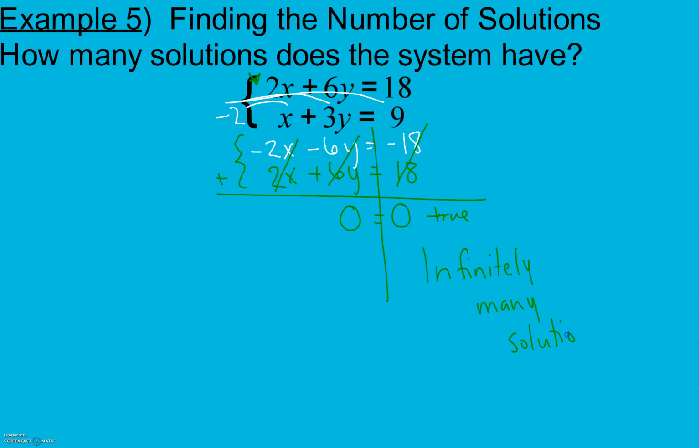And that means, as far as a graph goes, it would be the exact same line and the same graph. This is the same thing we did with substitution, but in substitution we got things like 14 equals 14, for example.